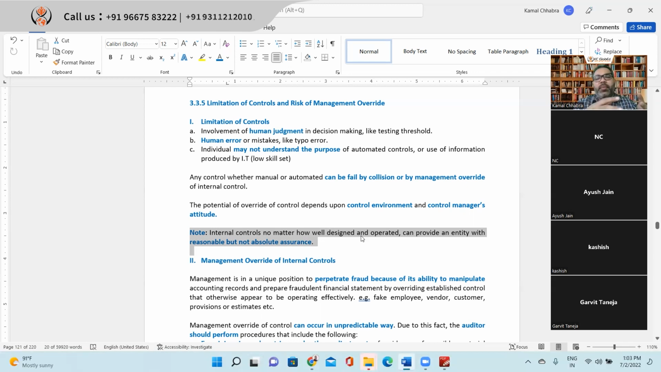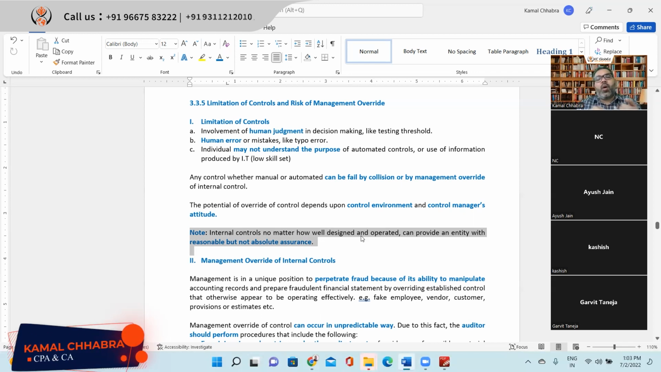So which statement is right? No material misstatement exists, or no material misstatement identified. As an auditor, we can say no material misstatement identified, based on the audit procedures performed by us, right? We cannot say no material misstatement exists. If we say no material misstatement exists, that means we are giving absolute assurance, right? Makes sense?